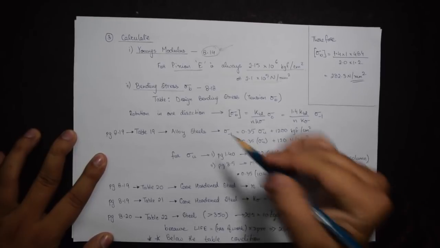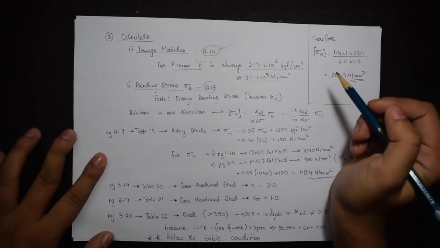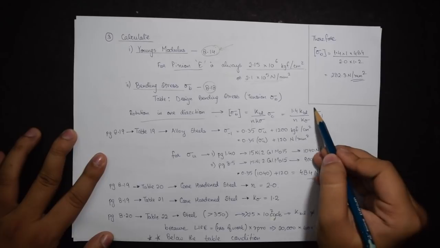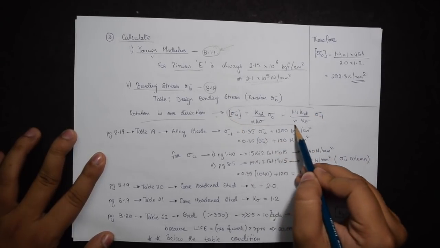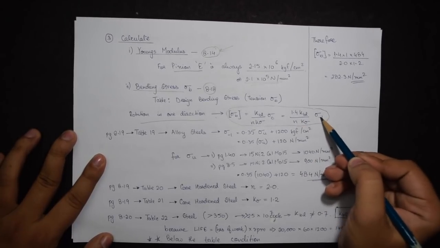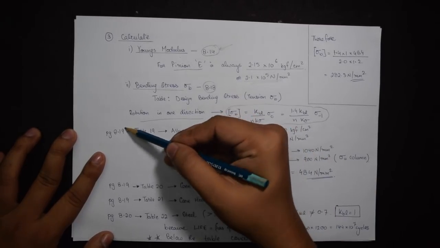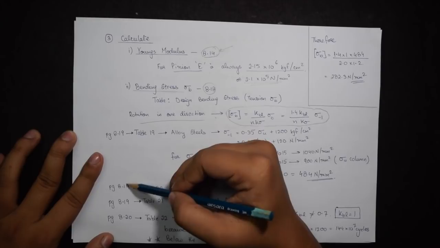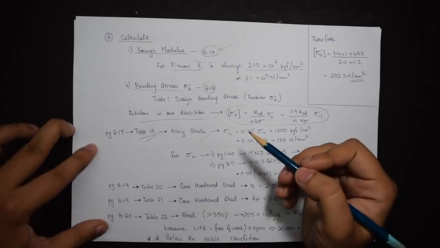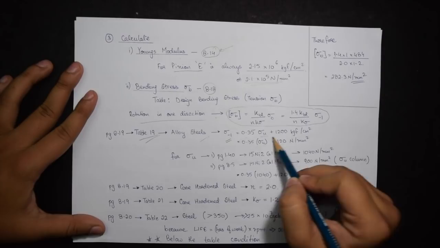Next we have bending stress given on page 8.18. Now we'll consider rotation in one direction. So the first formula over here, design bending stress is equal to 1.4 divided by n kbl upon k sigma into sigma minus 1. Most of the values in this equation can be found on the very next page. So we'll be going to table number 19. Under alloy steels, we see that sigma minus 1 is equal to 0.35 times of sigma u plus 1200.